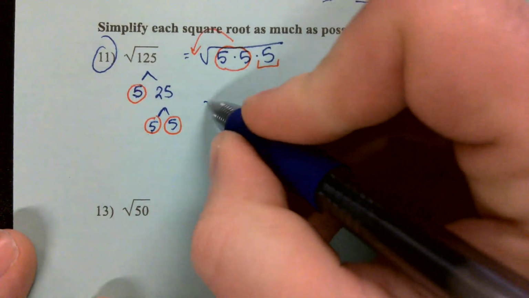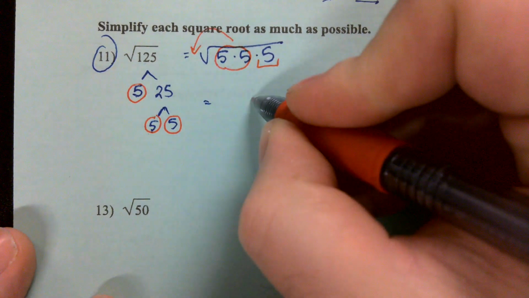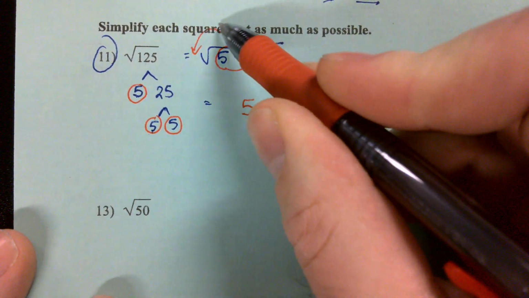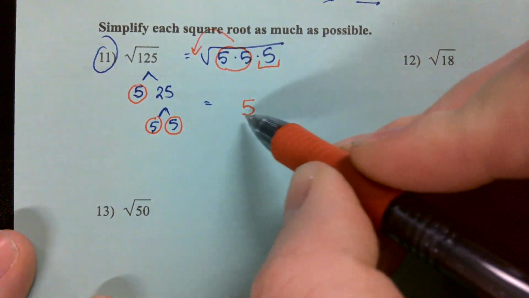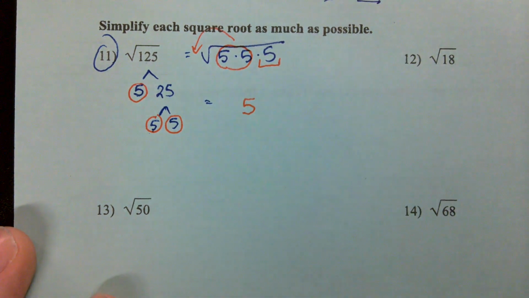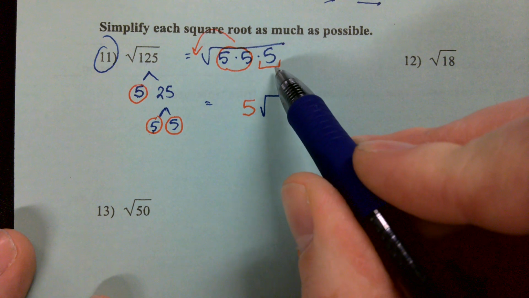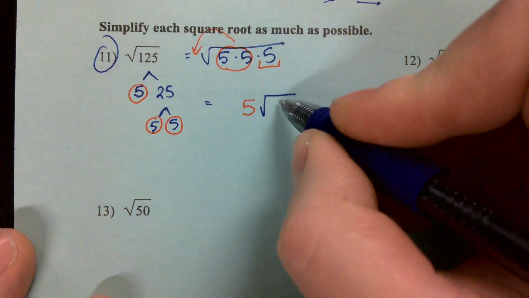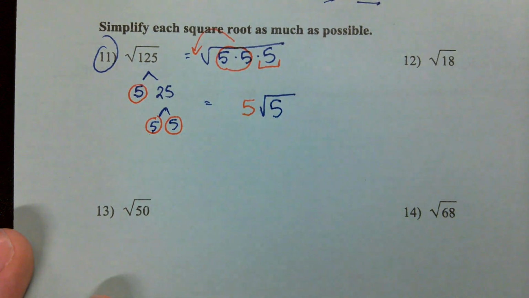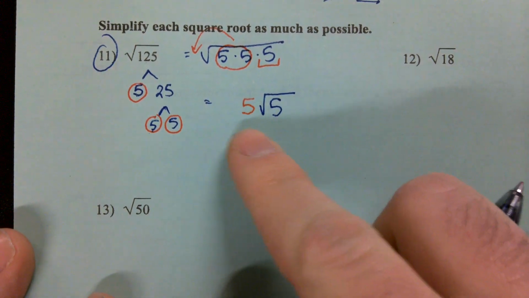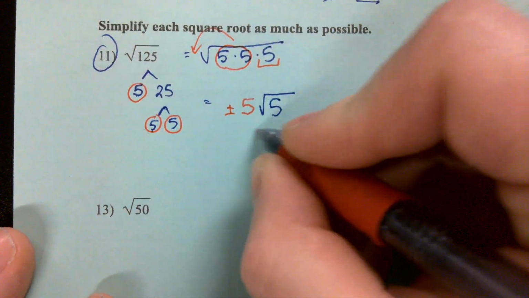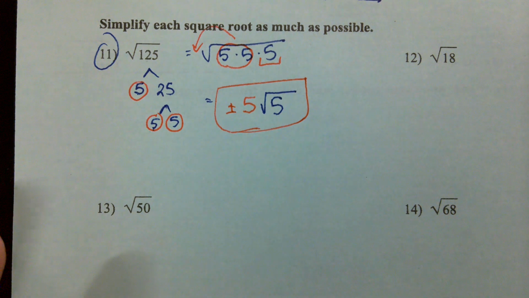All right? So what we get is a 5 on the outside. We bring those pairs out and they become 1. We still have a square root. And what was left on the inside of that square root? A single 5. What's the only thing we're missing from our answer here? Plus or minus 5 root 5.